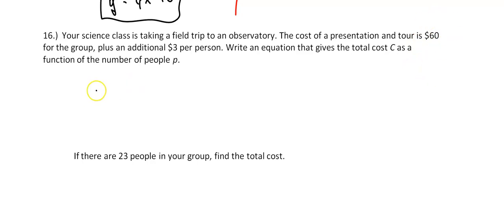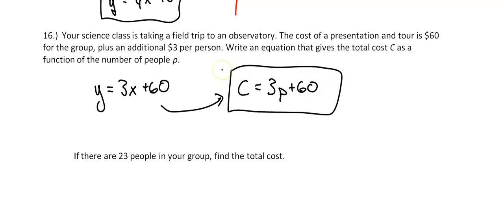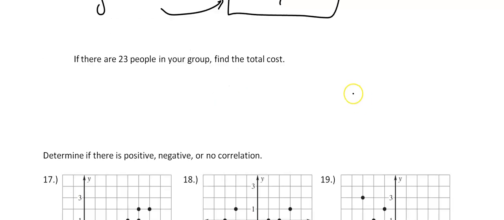And so really, this is going to be slope intercept form. $3 per person, that's the rate, and then plus the $60, okay? And then doing what the question asked me to do, instead of the y, we would say the cost equals $3 per person plus $60. And see, we're just using variables that make a little bit more sense there, all right?